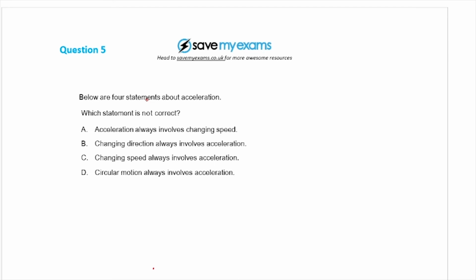Let's get into the next one. Number 5. Below are 4 statements about acceleration. Which statement is not correct? So here we are interested in the statement that is not correct. The statements are: acceleration always involves changing speed, changing direction always involves acceleration, changing speed always involves acceleration, and circular motion always involves acceleration.